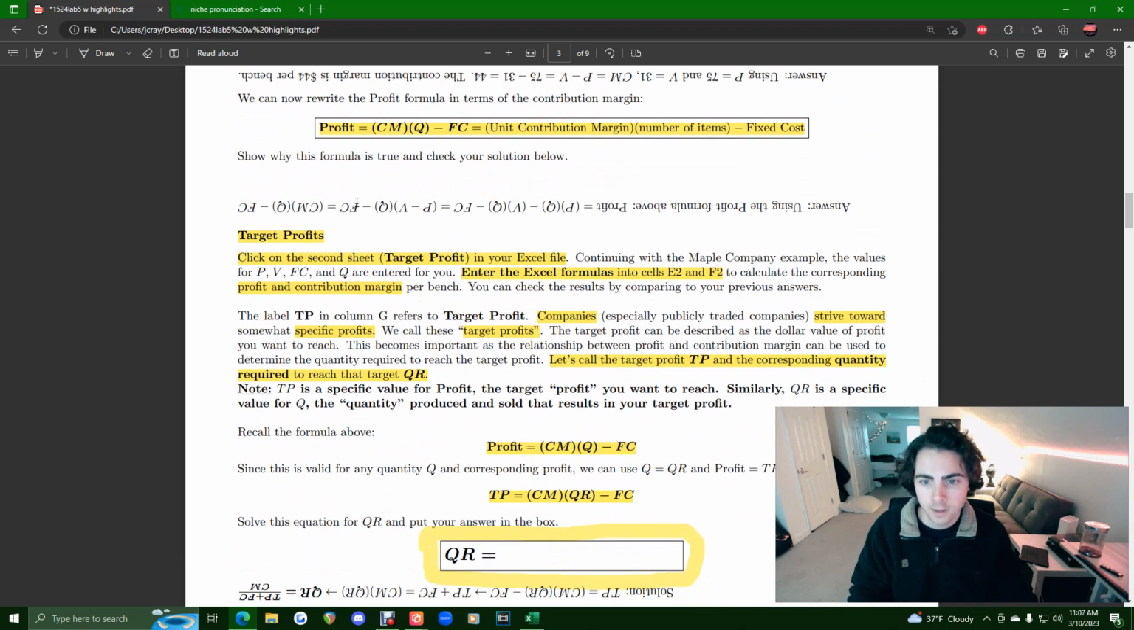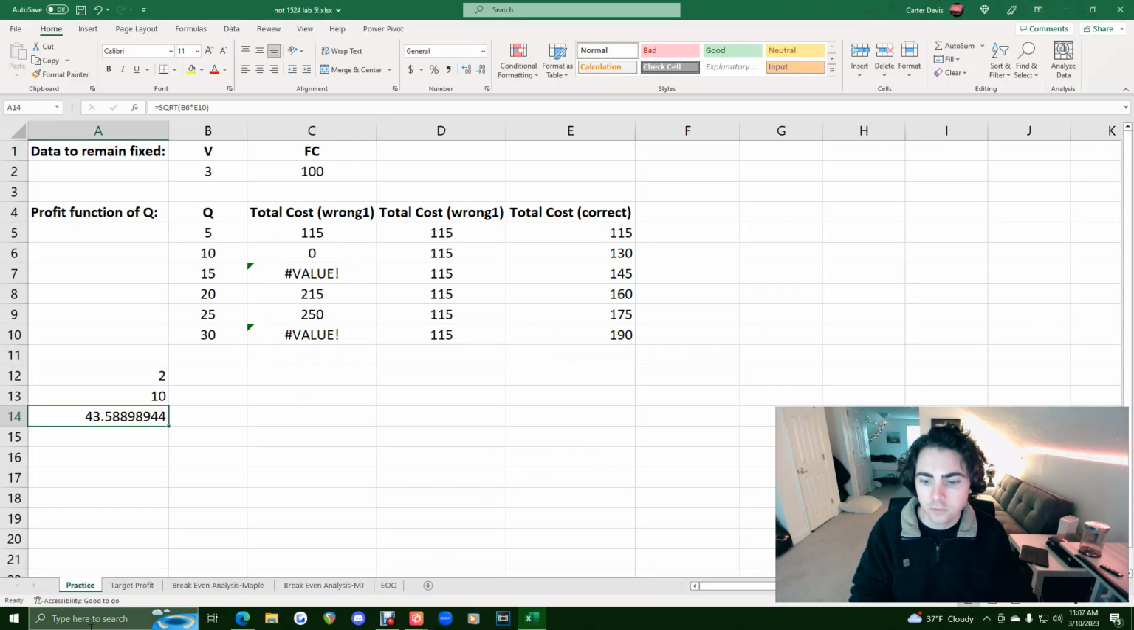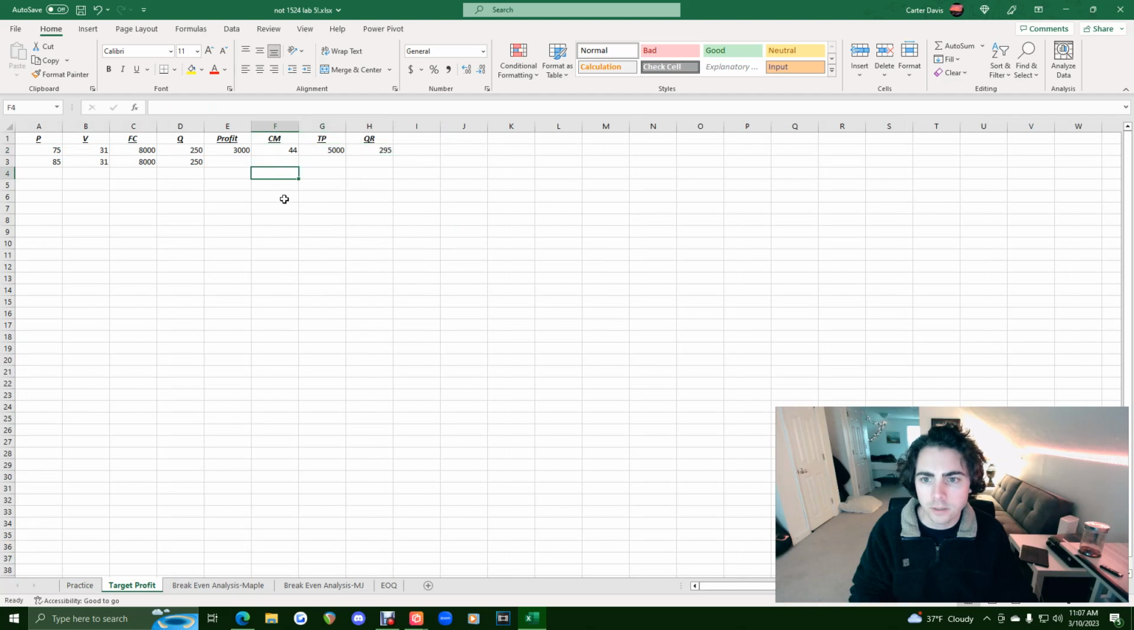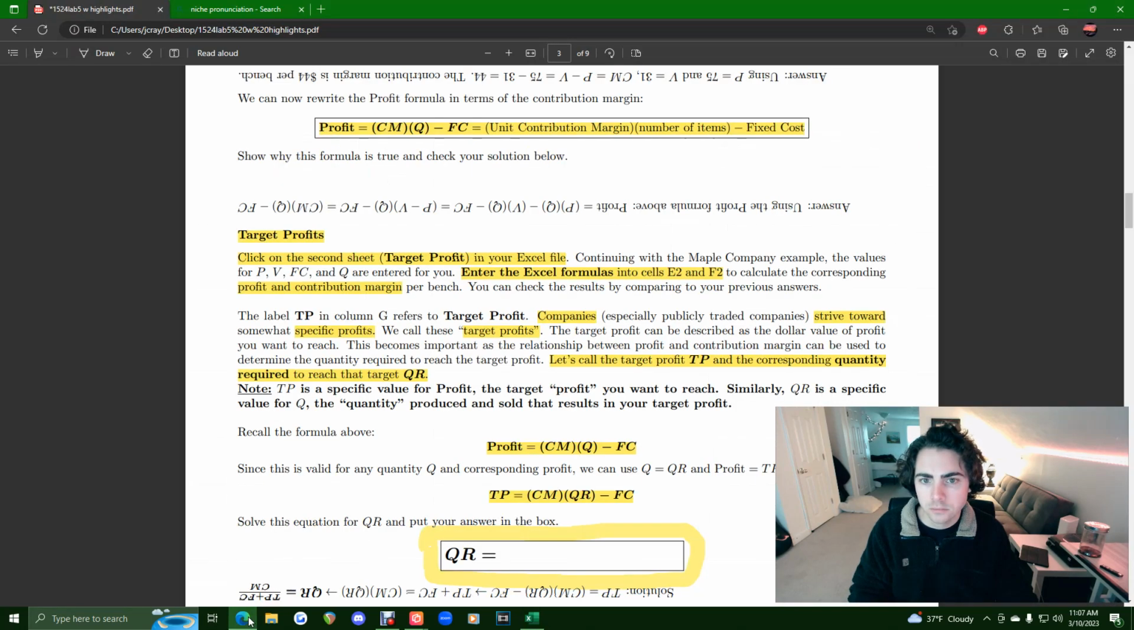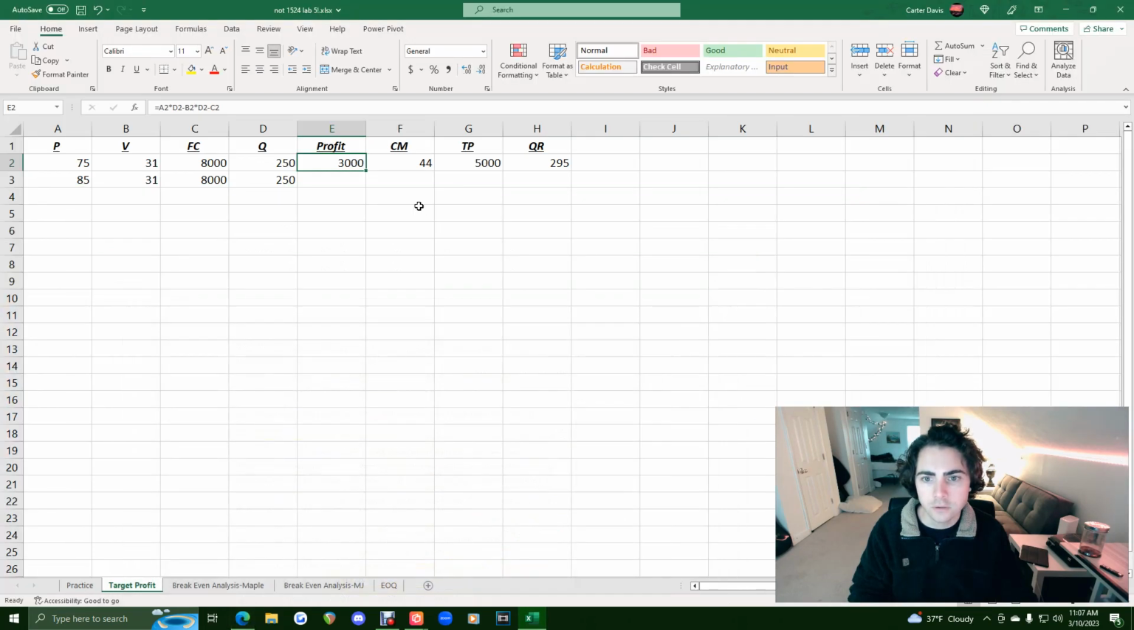All right, target profits. Click on the second sheet, target profit. We're going to enter the Excel formulas in E2 and F2 to calculate profit and contribution margin per bench. The values are entered for you. Okay, I might have started with this already. I think at some point they tell us to do profit, right? E2 and F2 are the profit and the contribution margin.